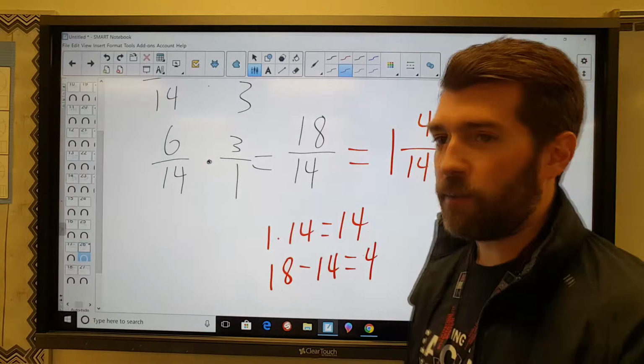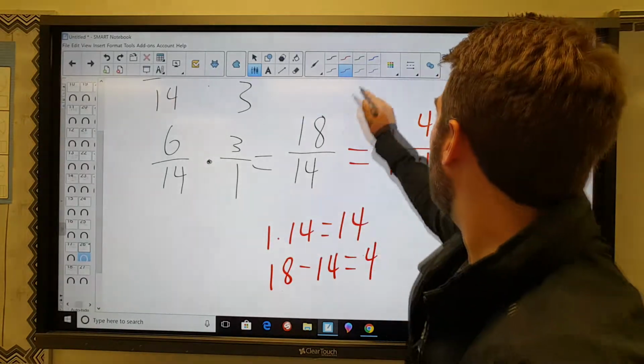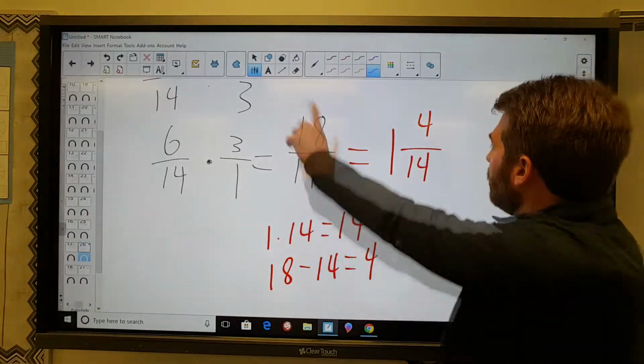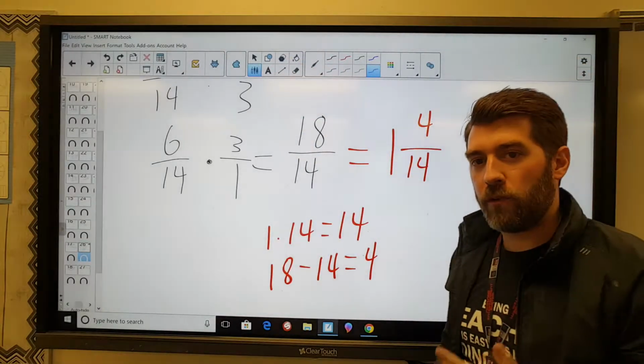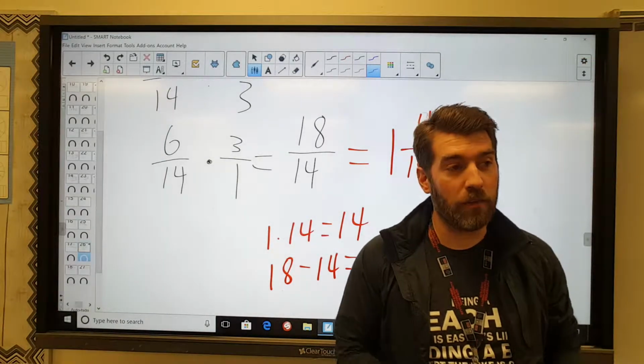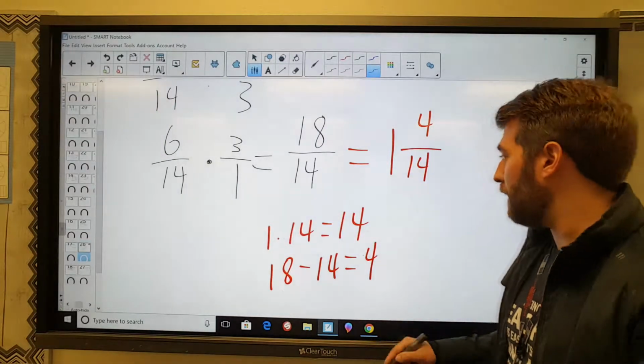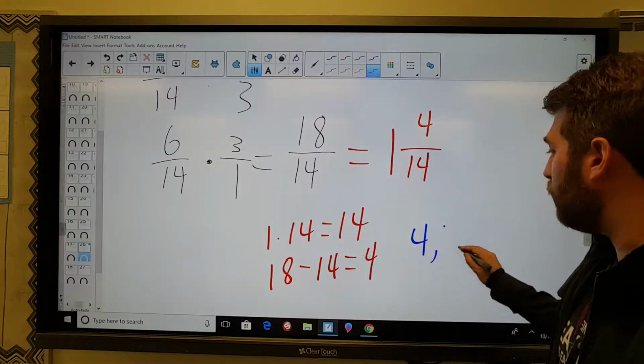Remember, this is the problem that takes the longest amount of time because it does have a lot of steps. Because the next thing I need to do is see if I can reduce the fraction part of my mixed number. I have 1 and 4 over 14. I can reduce that 4 over 14. So we need to write down the factors of 4. Well, that's easy. 4 and 2.